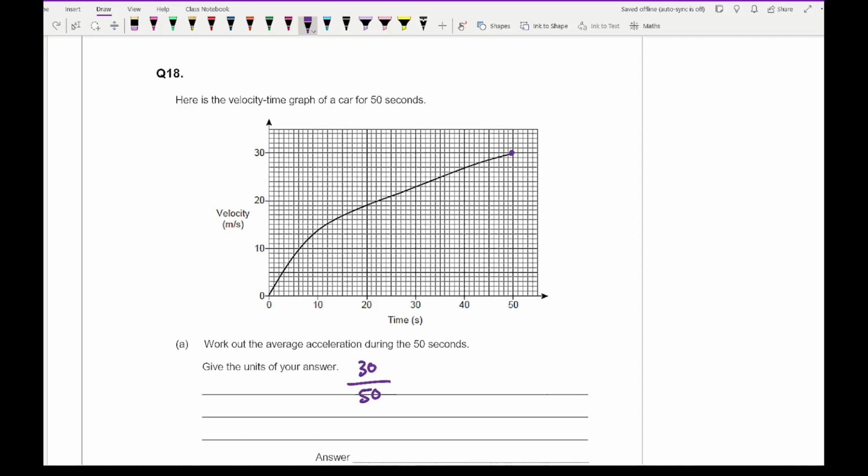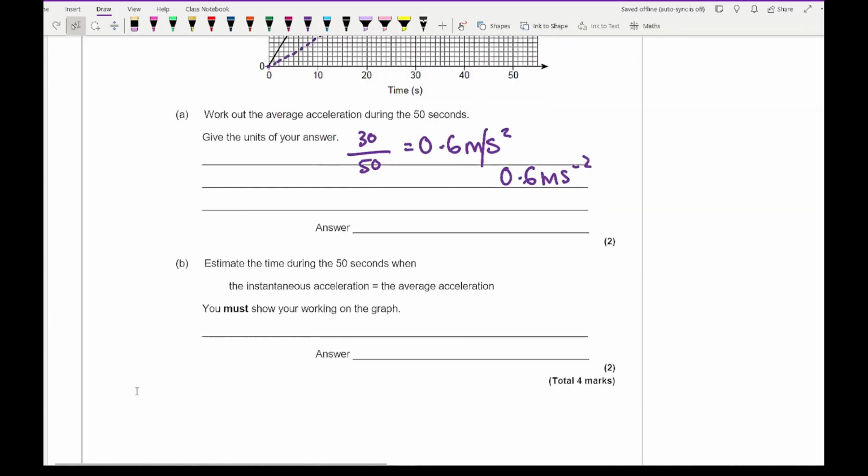All we're doing is working out the gradient of that line. If I just draw a line from where it starts to where it ends, what I need to do is work out the gradient of this line. So it's going to be 30 divided by 50, which gives me 0.6. And then the units are going to be meters per second squared, or you could write your answer as 0.6 m s to the power of -2. So either of those answers would be absolutely fine.